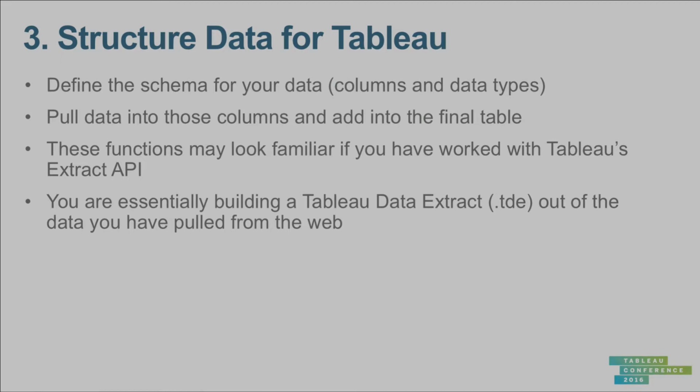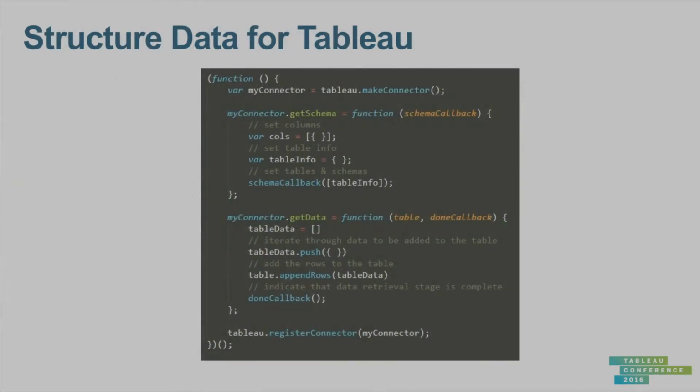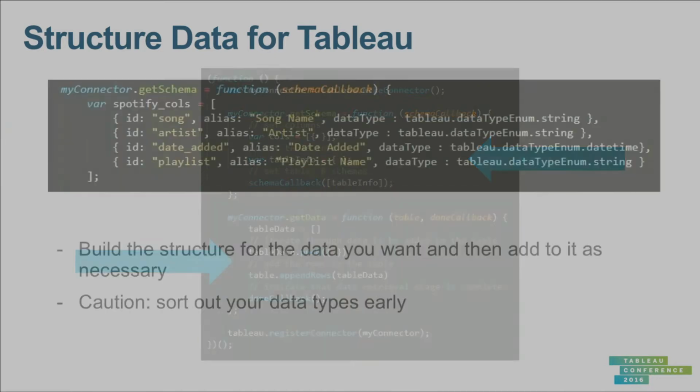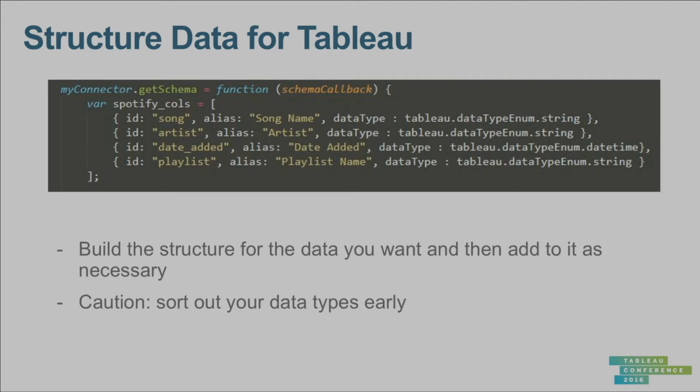Now, looking at this code here, you may notice that it's similar to the extract API code, which I think is pretty interesting. I noticed that in working with both of them. Essentially, you are building a Tableau data extract when you pull this information in the Web Data Connector. We can look at this function right here, and we can see we're creating the schema. And then we're actually adding the data into the table there. So it's a pretty straightforward process, and once you get to this point, you're almost home free.